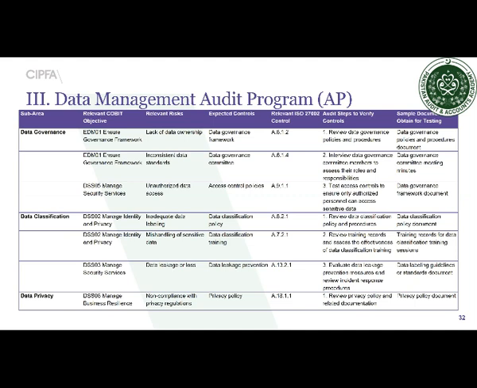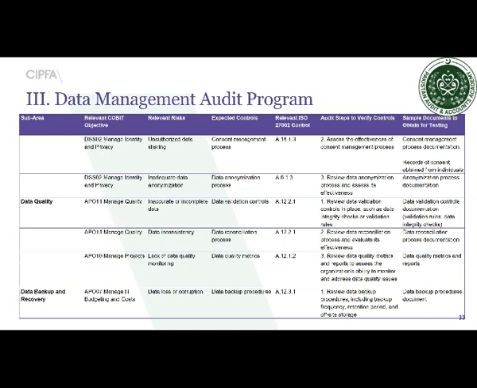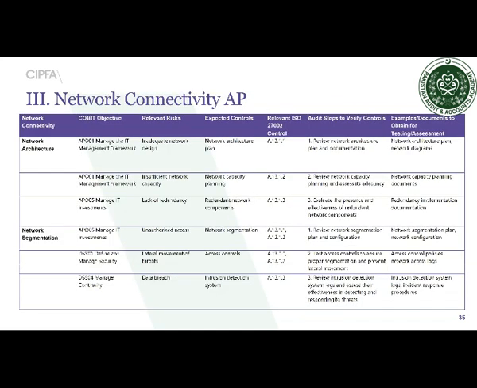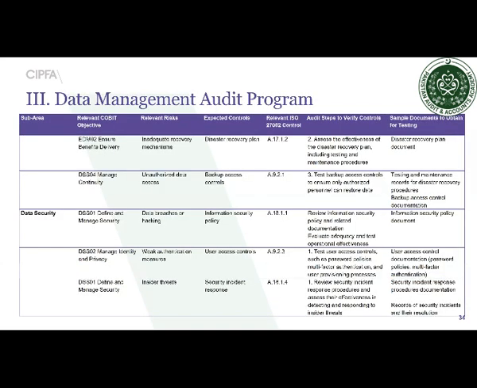So let's look at the audit programs that we have said. The data management audit program would be the first. There are different areas to look at: data governance, data classification, data privacy, data quality, data backup and recovery, and data security. Those are the areas within the data management audit that you could take a look at.